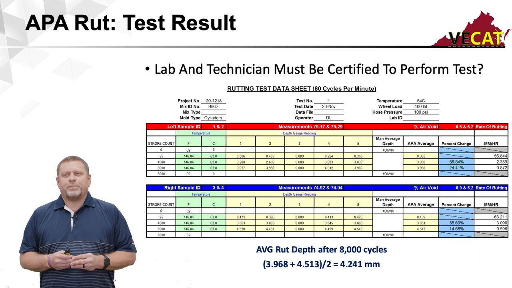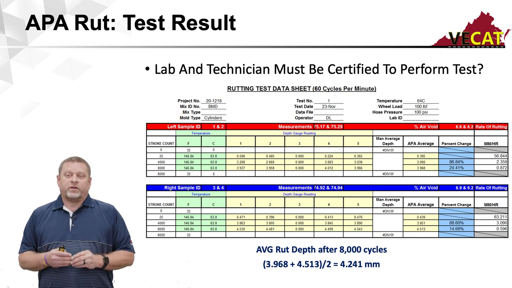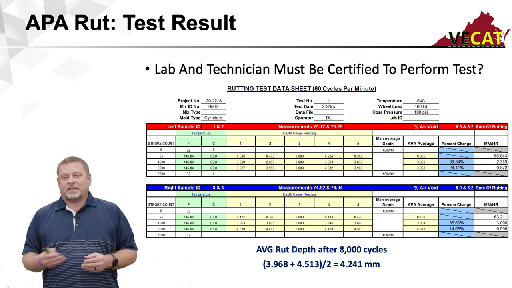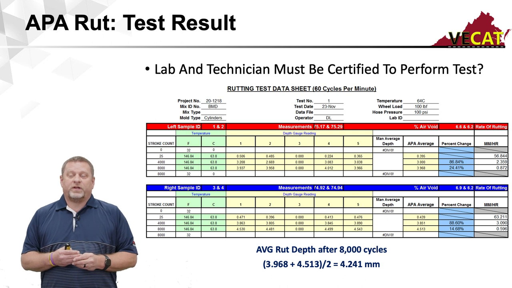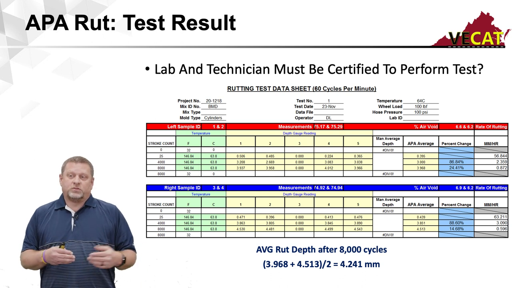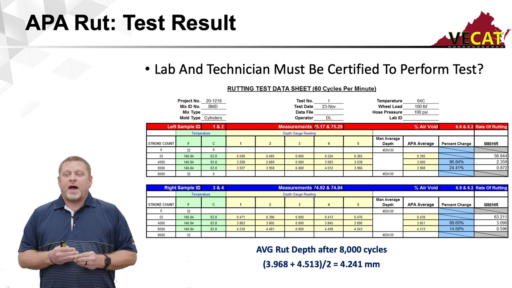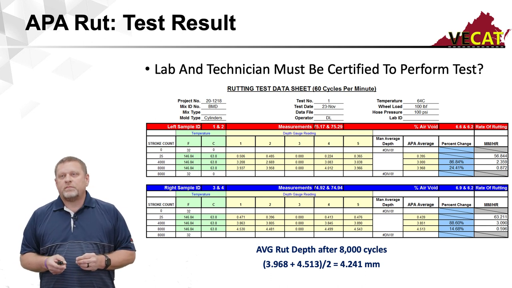Here's just an example of what you would get out of the actual APA rut equipment. Notice here, you can see the number of specimens that were run. You ran two different tests. One side, the left side, had a rut of 3.968. The right side had a rut of 4.513. Divide that by the two specimens, and your average rut for that asphalt content happens to be 4.2. All right.